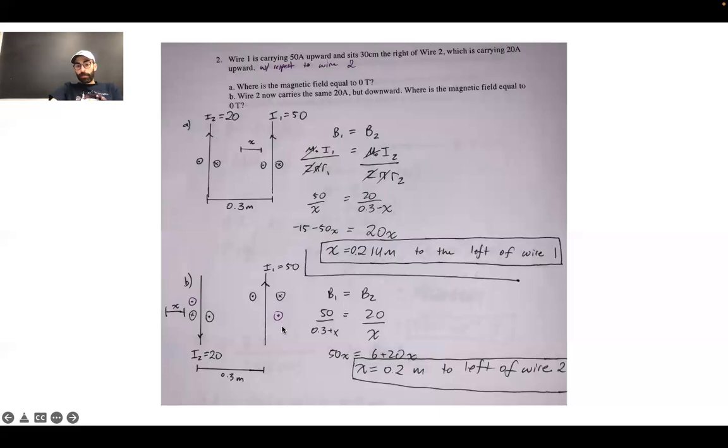So again, same setup, except now this distance, sorry, I skipped the algebra here, but that R1 that previously was associated with here is now 0.3 plus x, because it's 0.3 and then plus a distance x, right? And that's 0.2 meters to the left of wire 2.